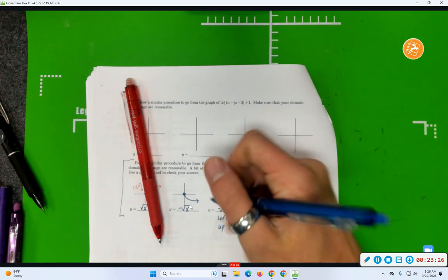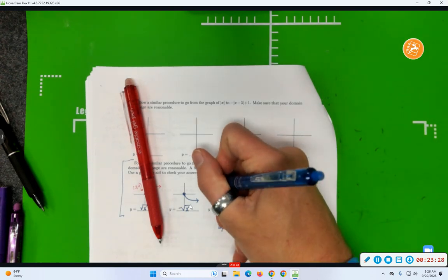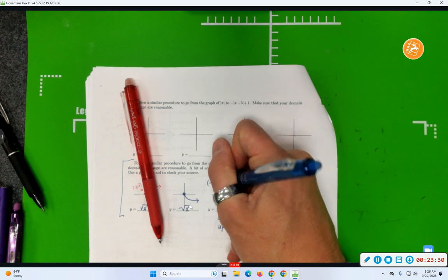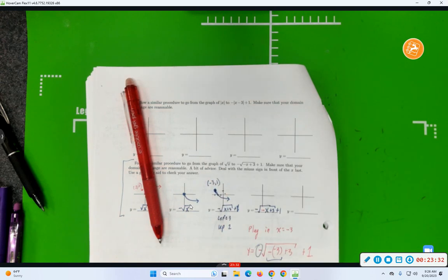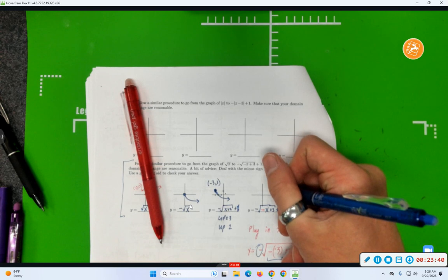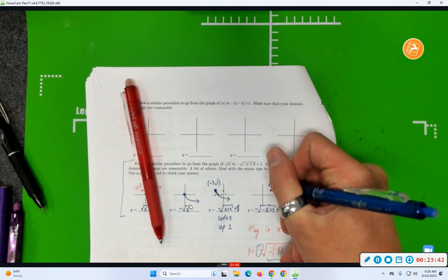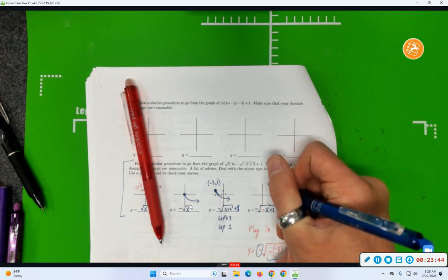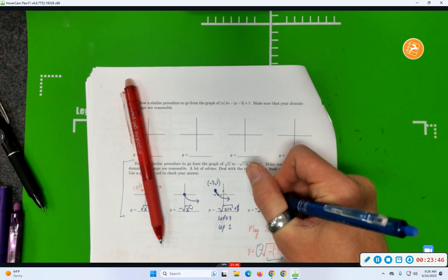So let's pay attention to this point. This point right now is at negative 3, comma 1. Where will it go under this transformation? Positive 3, comma 1. So this point will wind up over here at positive 3, comma 1. And then it should look like a downward opening square root.